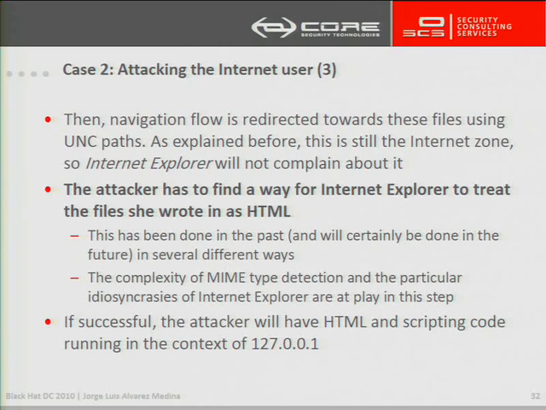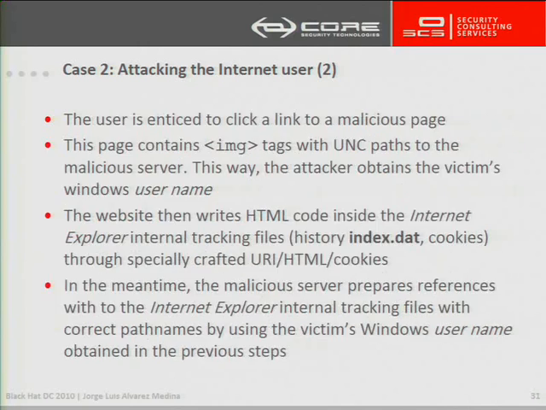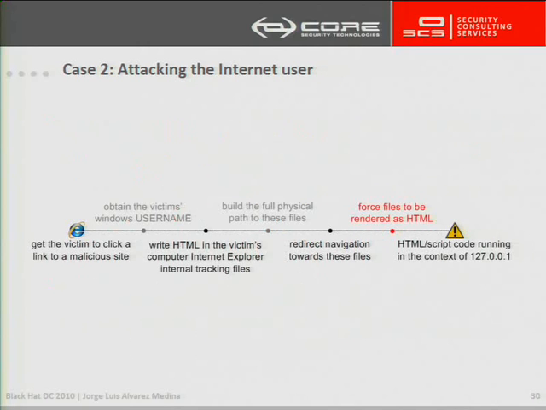In fact, what Microsoft is doing so far is just preventing our proofs of concept from working, but every time they did it, we managed to find another way to do it again. So this has a lot to do with the complexity of the MIME type detection. And if an attacker manages to perform that, they will have the same impact as the previous scenario, that is HTML and scripting code running in the context of the victim's local machine, but with Internet zone privileges.